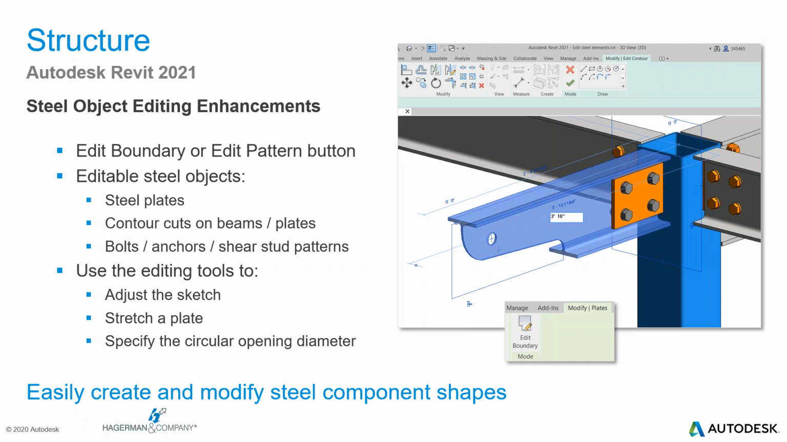To edit simple and complex cuts easily, simply select the desired cut using the Tab key, press the Edit Boundary button, and choose from several options to change the shape of the cut or add, for example, a radius to one of its corners. The size of circular openings can now be adjusted in a similar fashion. Select the opening, press the Edit Boundary button, and enter the desired diameter value. These improvements offer you more flexibility and efficiency when detailing steel in Revit.